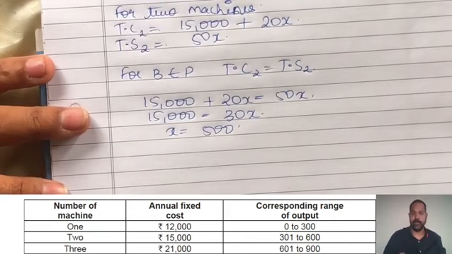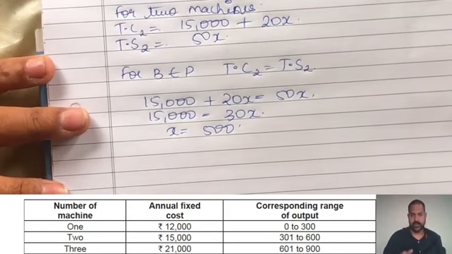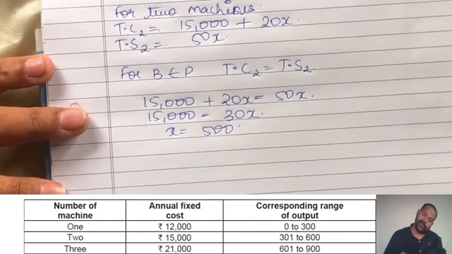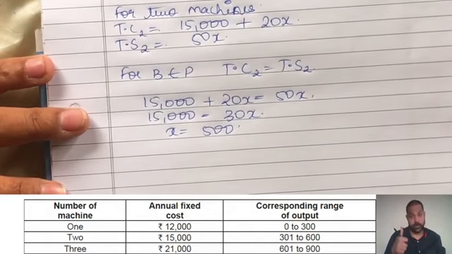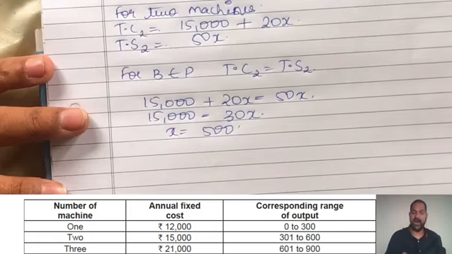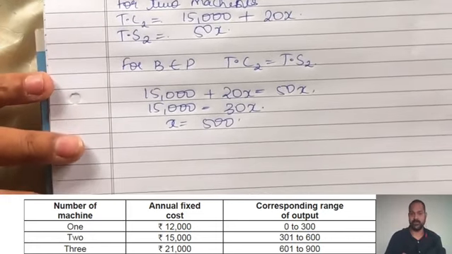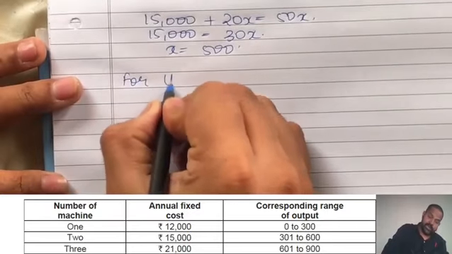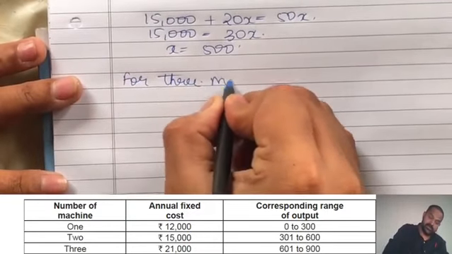If you are planning to buy two machines, you need to make a minimum of 500 units, then only you will break even. More than 500 will be a good idea. Less than 500 is a bad idea because it's a loss. Let's come to the last one, for three machines.